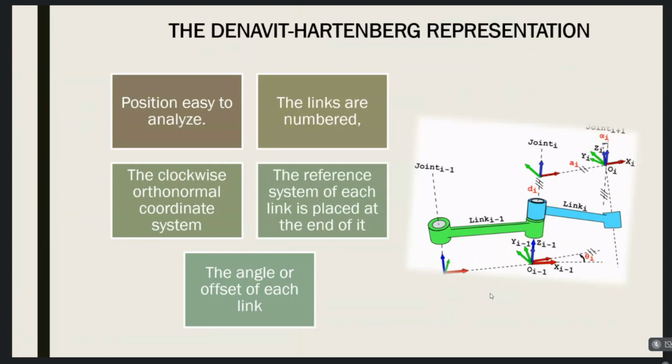3. The clockwise coordinate system of the bases x0, y0, and z0 is established with the z0 axis located along the axis of motion of joint 1 and pointing away from the shoulder of the robot arm. 4. The reference system of each link is placed at the end of it, at the end of the joint to which the following link is connected. And the last one is that the angle of offset of each link is always measured based on the reference system of the previous link.